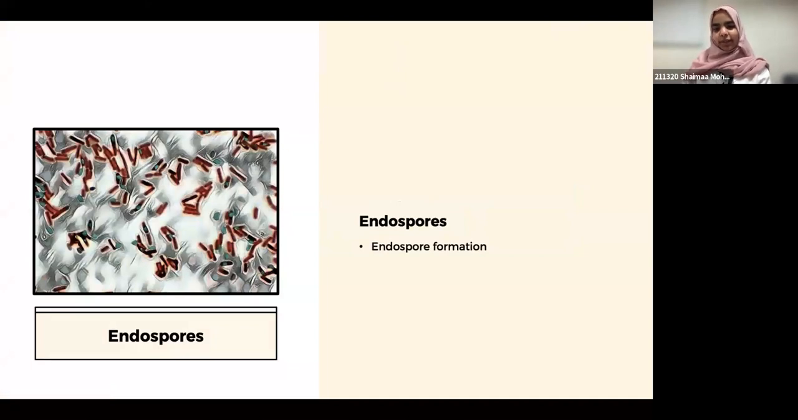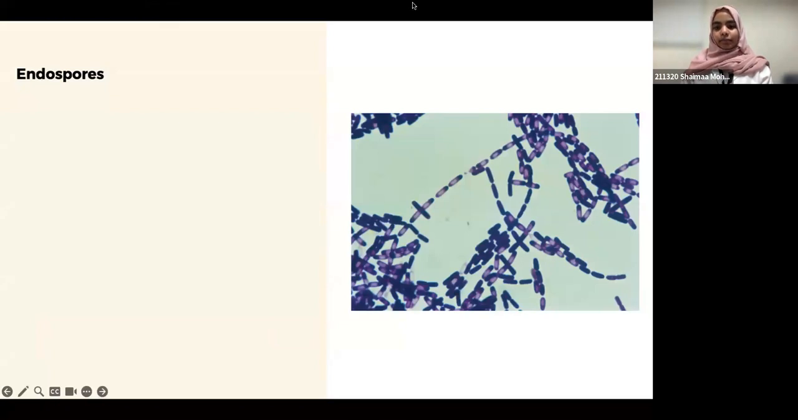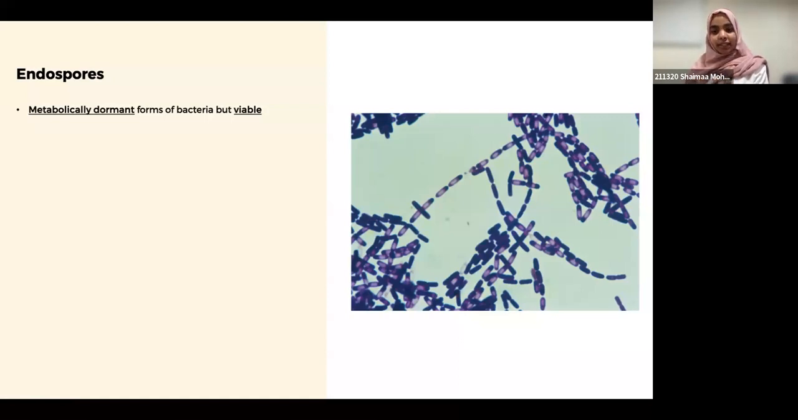is endospores. Okay, so as you can see, endospores are basically metabolically dormant variants of the bacteria, but they're still viable. So it's the bacteria, but it's dormant. It doesn't need to metabolize, but it's still viable, which means it's not dead. It's still living and can still cause an infection later on, which is very dangerous for us.